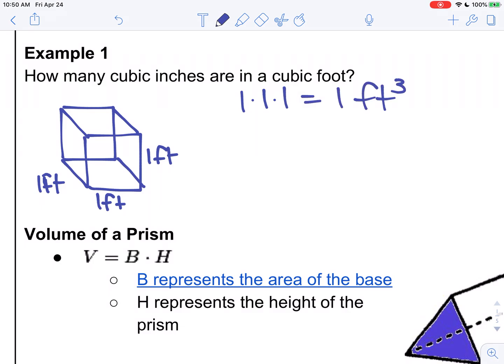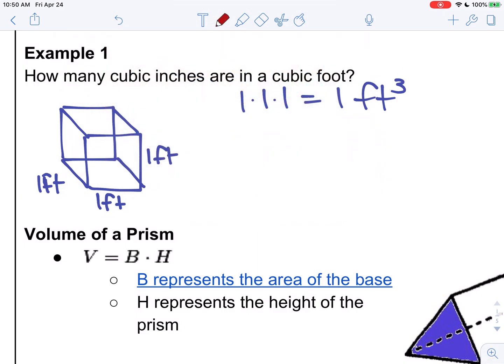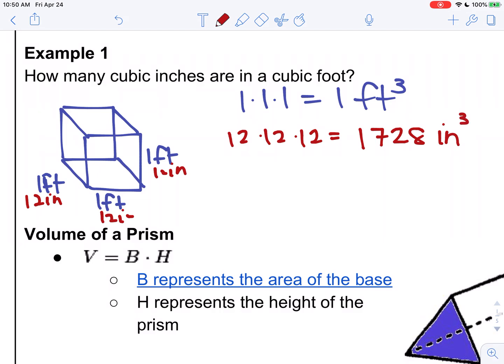But if I want to convert to inches, I need to convert each of those sides into inches. So 1 foot is really like 12 inches all the way around. So instead of doing 1 by 1 by 1, it's 12 by 12 by 12, or 1,728 cubic inches. So there are 1,728 cubic inches in 1 cubic foot.